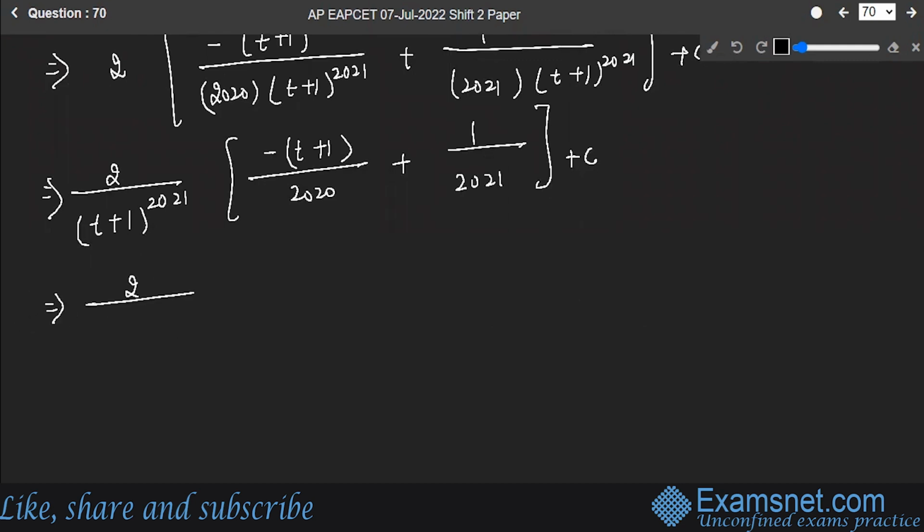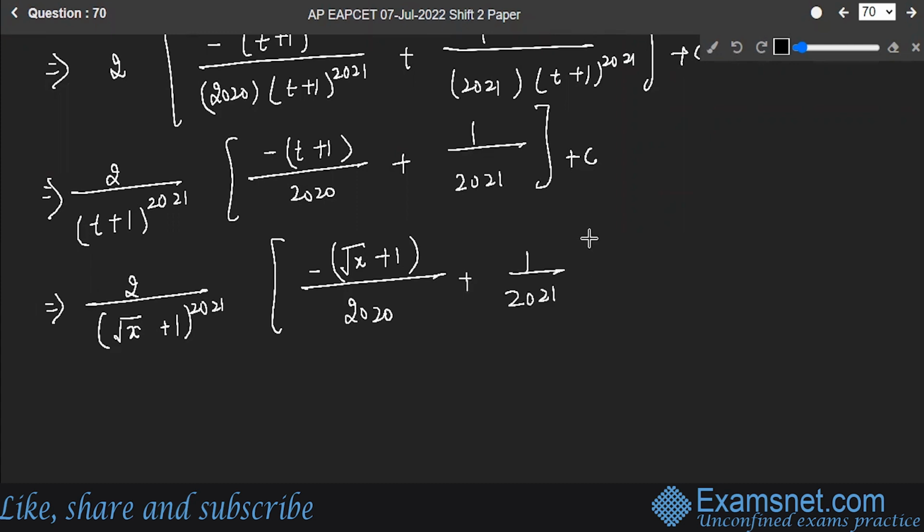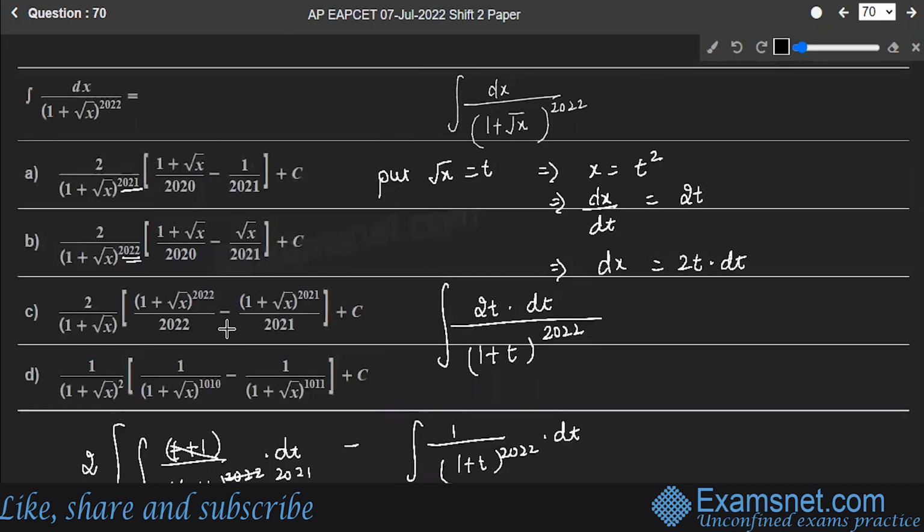Just we have to fill what the value of t is because t was not originally in our question. So, (root of x plus 1) raised to power 2021 minus (root of x plus 1) upon 2020 plus 1 upon 2021 plus some constant. And let's check which of the options it matches. 2021, here it is. But I have a plus over here and a minus over here. So, actually, the answer over here will be, this one is supposed to be minus and this one is supposed to be plus. So this is the correct option. Option A. Hope you're clear with this.